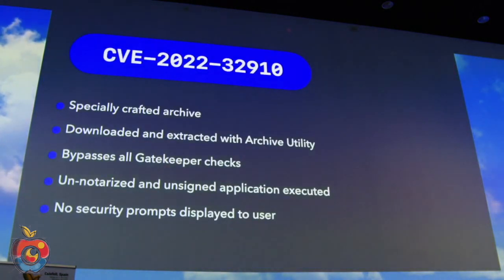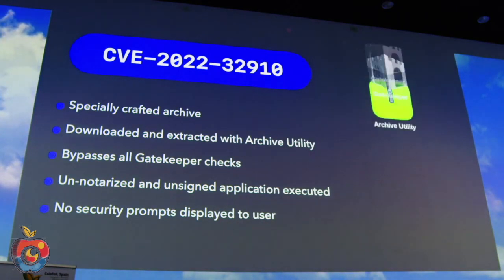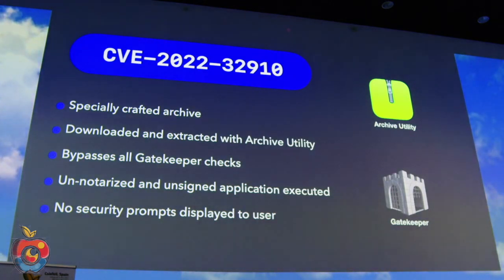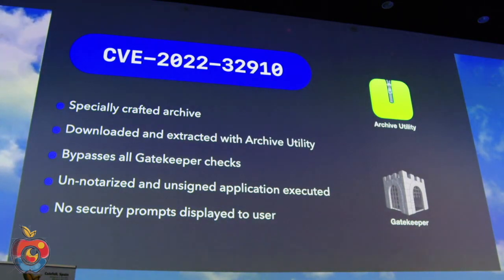Awesome. Thank you, Jaron. I'm excited to share a new vulnerability that we discovered recently, allowing us to bypass Gatekeeper via the Archive Utility application on macOS. We reported our findings to Apple, and they credited us with this new CVE. When downloading a specially crafted archive and extracting it with Archive Utility, we were able to bypass all of Gatekeeper's checks, and this resulted in an un-notarized and unsigned application being executed with no security prompts displayed to the user whatsoever. So pretty interesting.